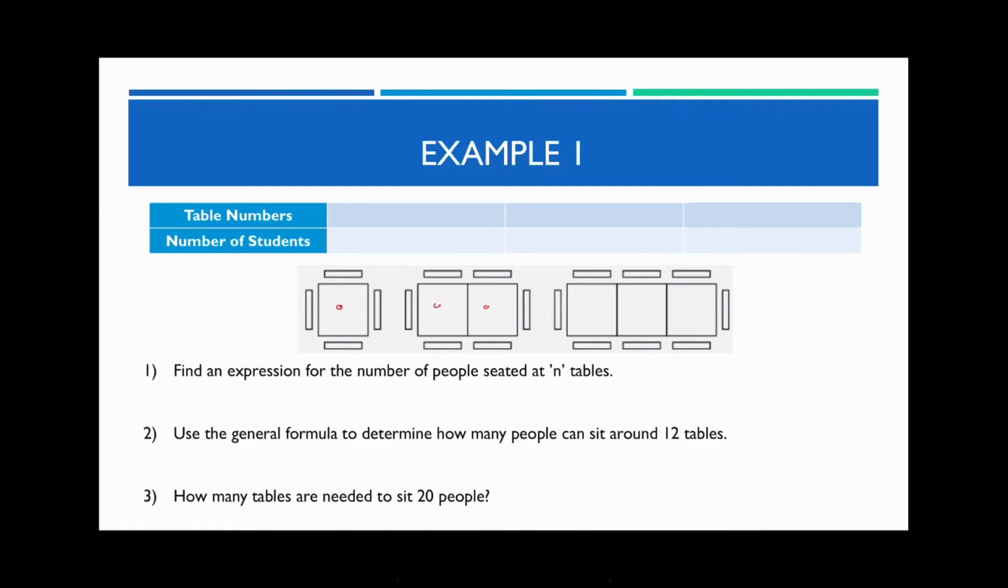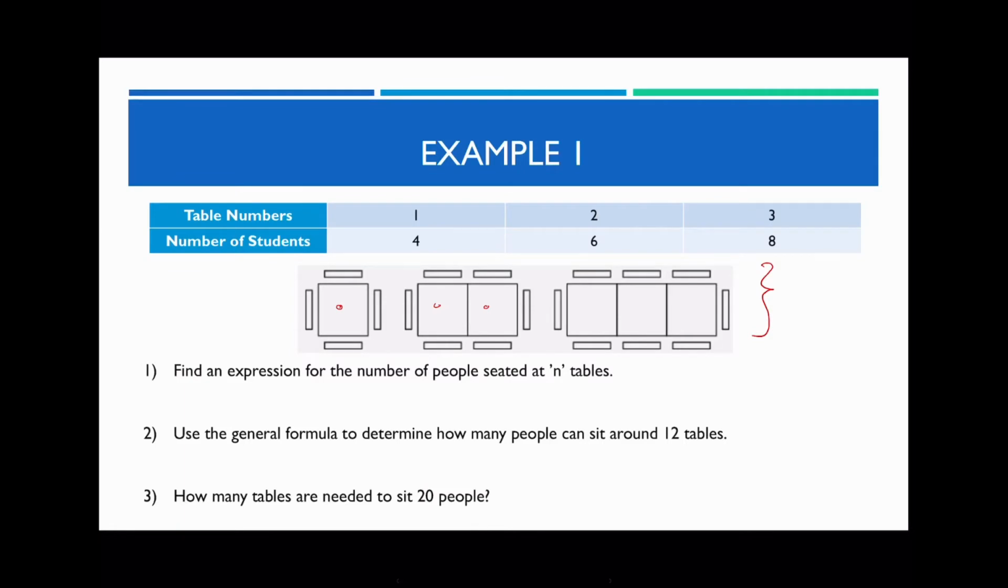So in this case, I'm going to transfer this image into a table format. Now, when I've got one table, I can see that I've got 4 students, so therefore I'm going to put 4 here. And when I've got 2 tables, I can accommodate 6, and when I have 3 tables, I can accommodate 8.